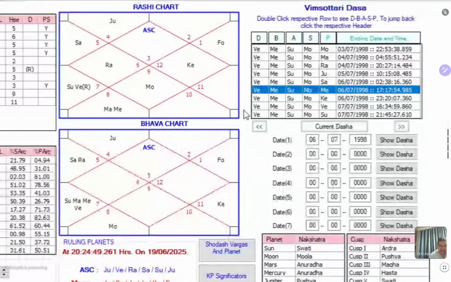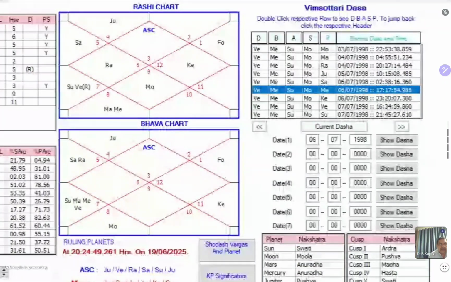Now look at Venus. Venus is in Jupiter star. Since it is in Jupiter star, which are the houses of our focus? We will not look into all the houses. Here we will look for 3, 4, 5, 8, 9 and 10.